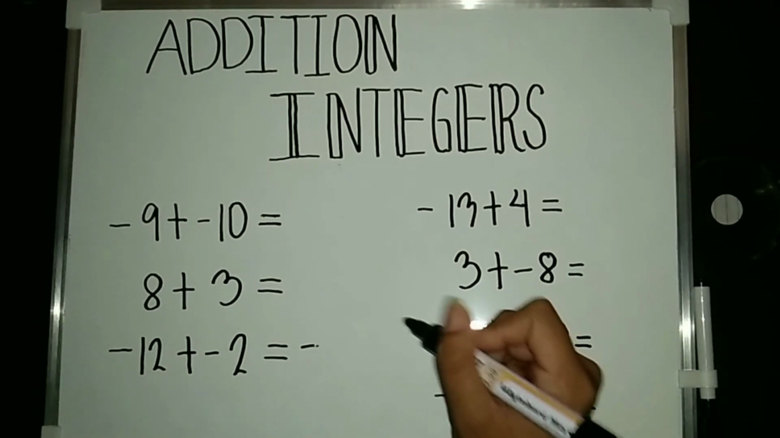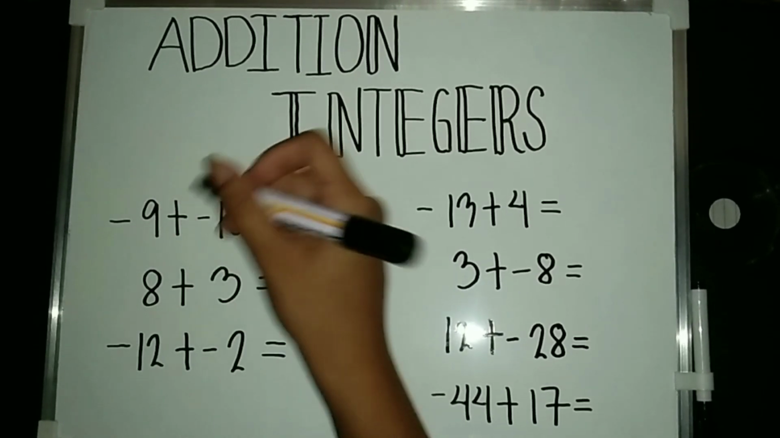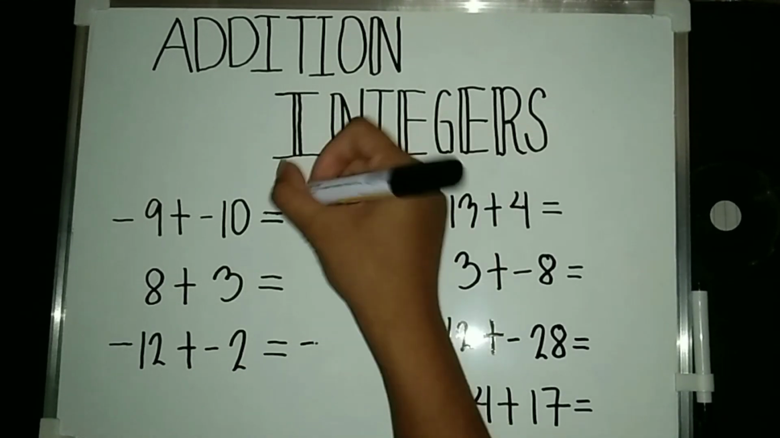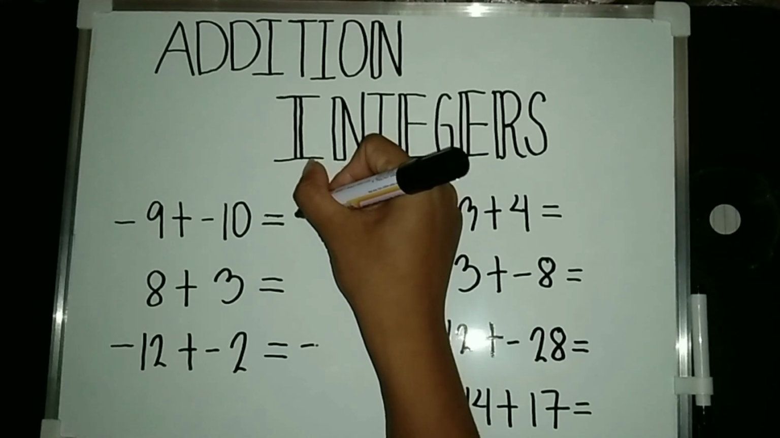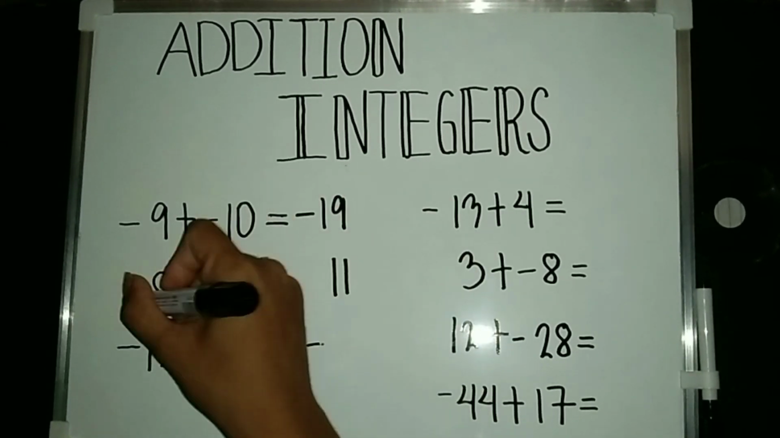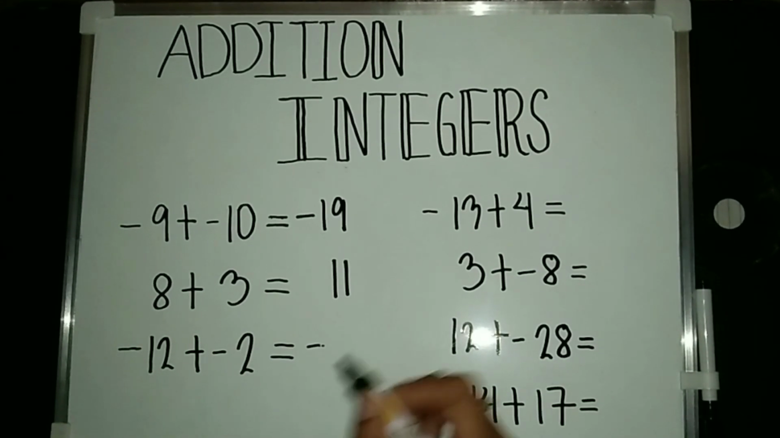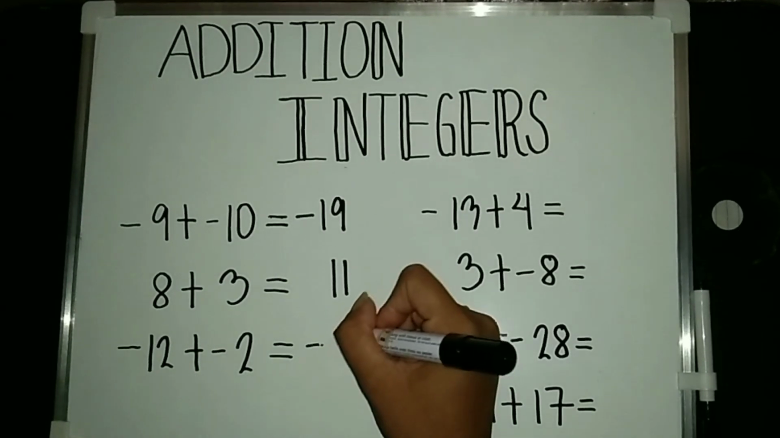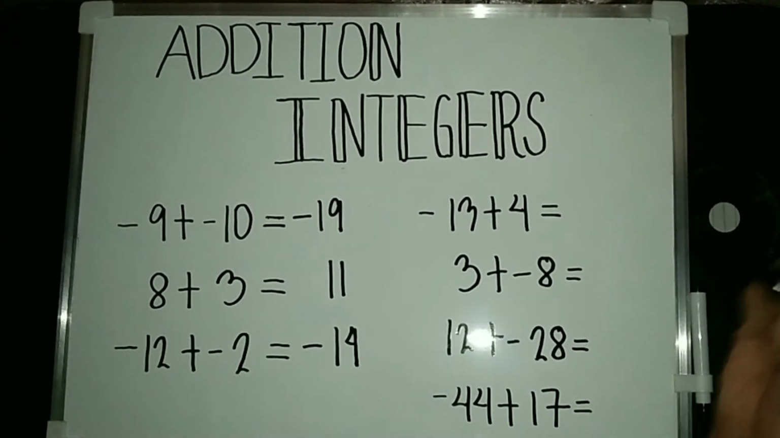So for example, negative 9 plus negative 10. Since they have a common sign, you are going to add the two absolute values. 9 plus 10 is 19. So just copy the common sign, which is the negative. So 8 plus 3 is 11, and copy the common sign, which is the positive. So negative 12 plus negative 2, you are going to add also. 12 plus 2 is 14, and copy the common sign, which is the negative.